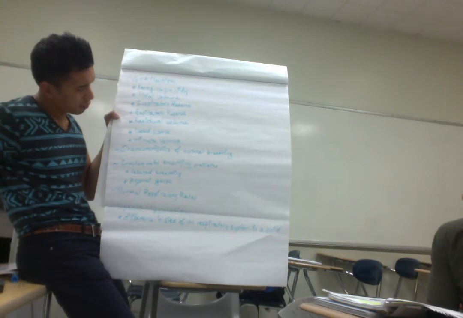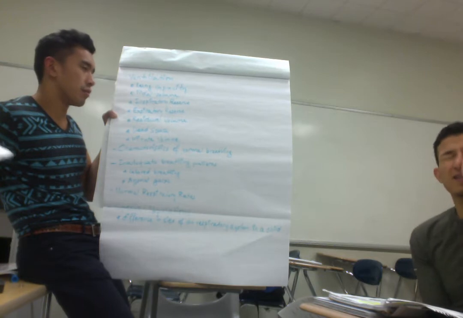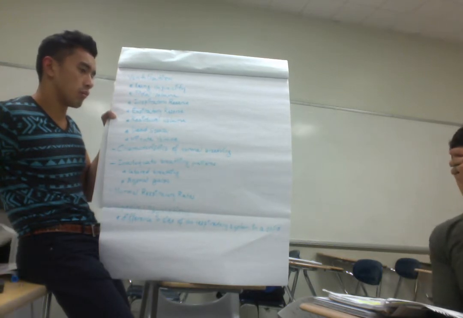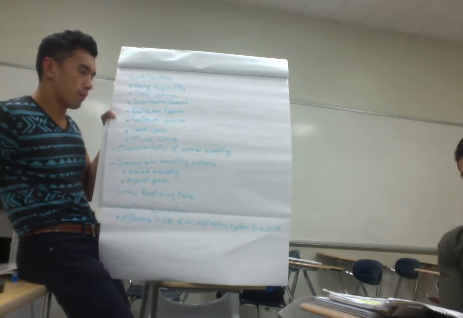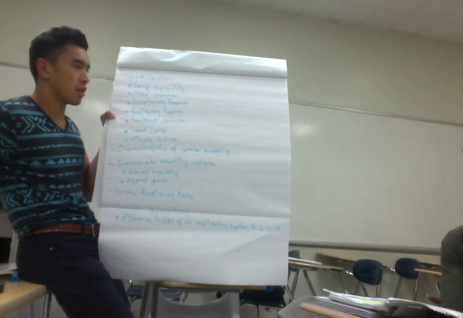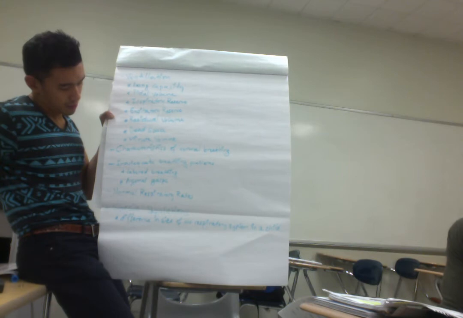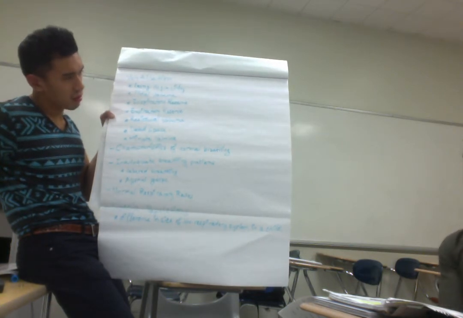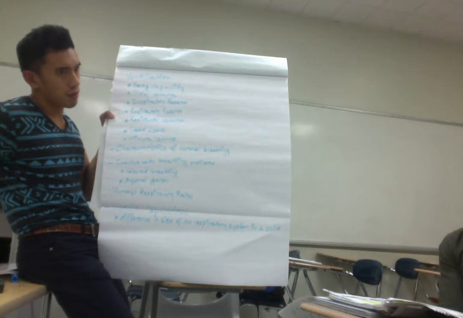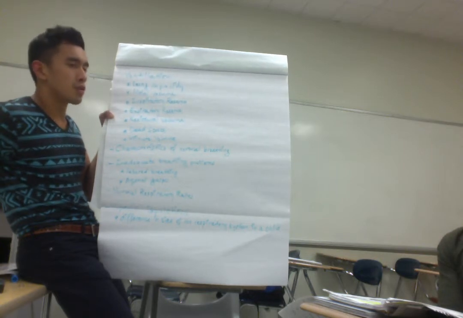Now, the characteristics of normal breathing. Let's start by going with the numbers. Normal respiratory rates in an adult are 12 to 20. In a child, it's 15 to 30. In an infant, it's 25 to 50.